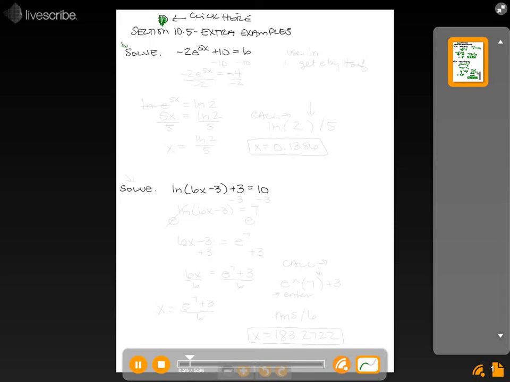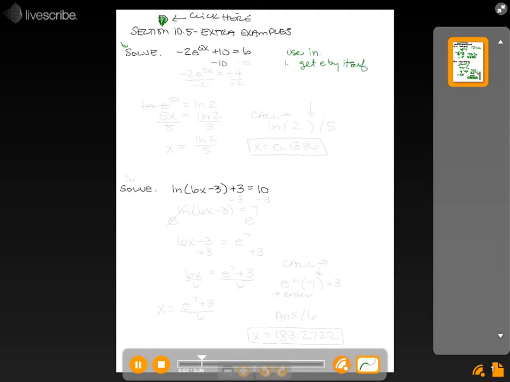The first one is negative 2e to the 5x power plus 10 equals 6. In this problem we have e, so we have base e to start with. We're going to use natural log to solve it. We're going to do the opposite of what's already there. Now, the first step, you need to make sure you get e by itself. Always the first step.